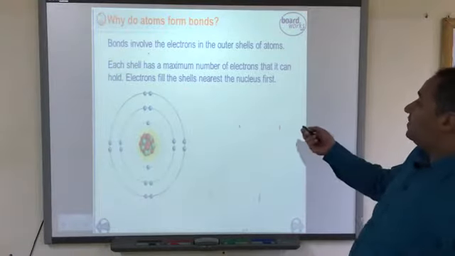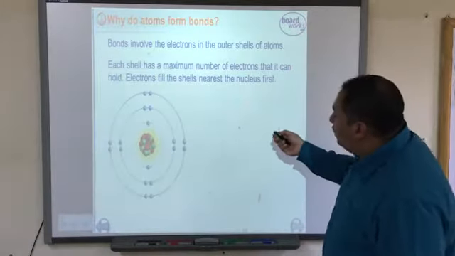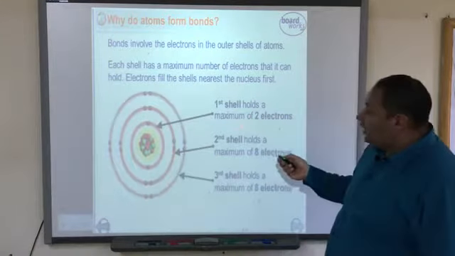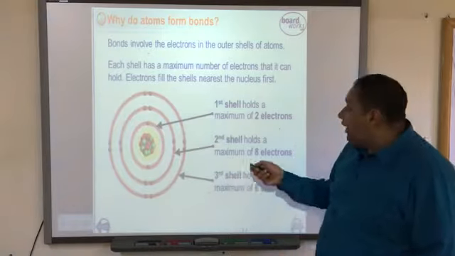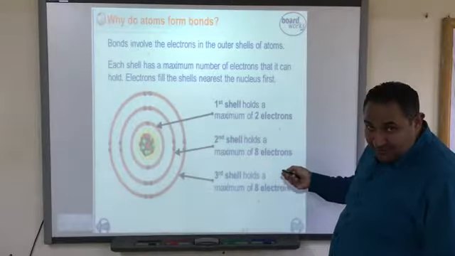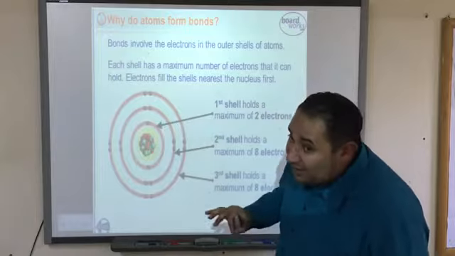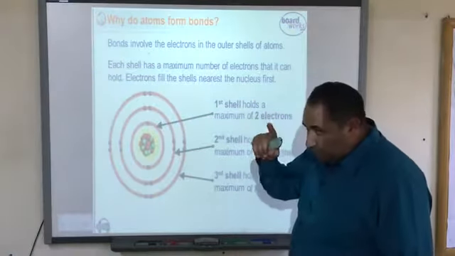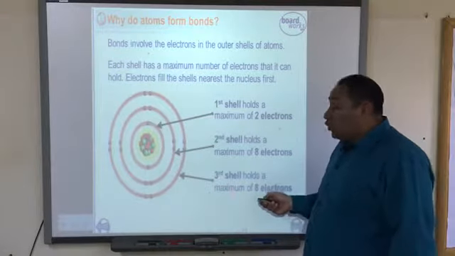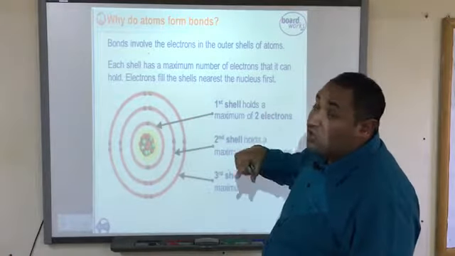Each shell has a maximum number of electrons that it can hold. Electrons fill the shells nearest the nucleus first. The maximum number of electrons for the first energy level in any atom is 2. The second one has a maximum of 8. And this is a magical number if the last energy level contains 8 electrons. So remember that. Noble gases, inert gases: the last shell holds up to 8 electrons, and we will figure out why later.